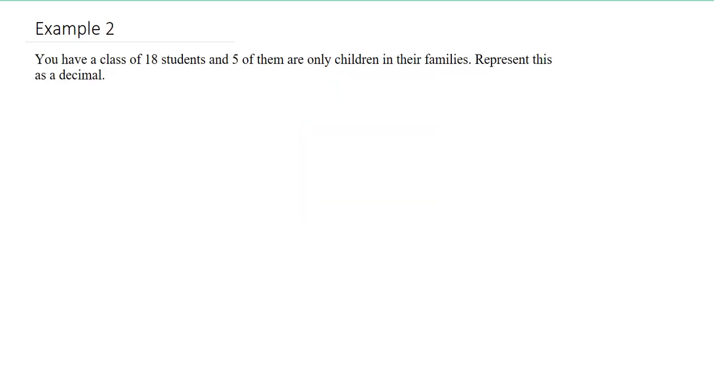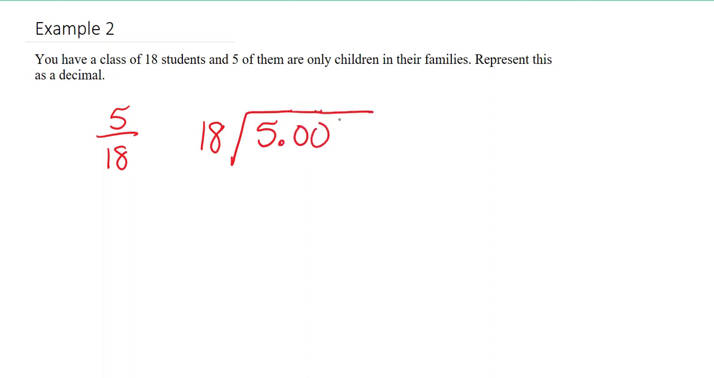Now let's do another example. Example 2, you have a class of 18 students, and 5 of them are only children in their family. So represent this as a decimal. So we have 5 out of 18, so that's our fraction. Now we have 5, and we're going to divide it by the bottom number, right? So it's 18 that's over there. So let's go ahead and add some zeros, just in case.